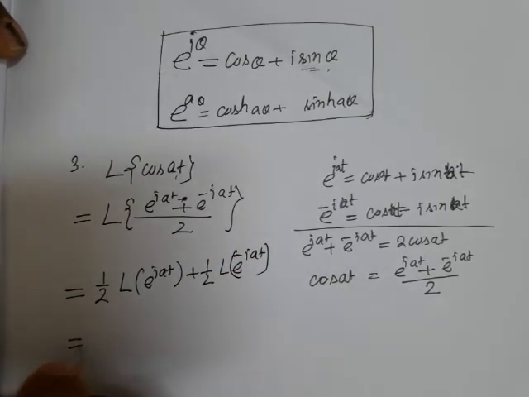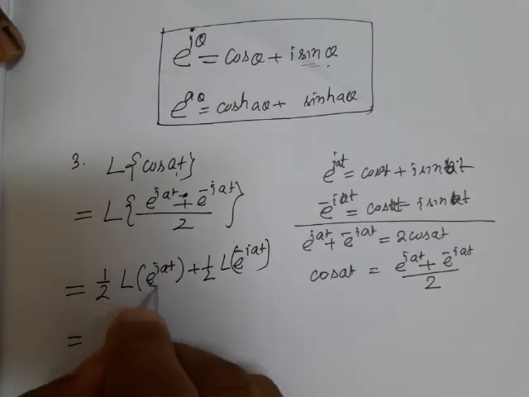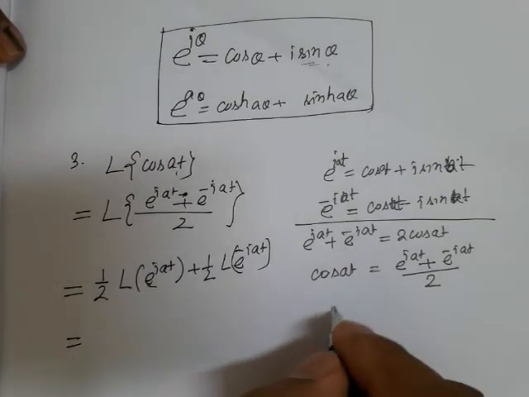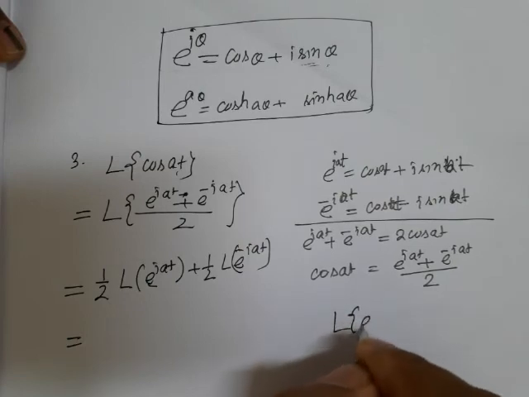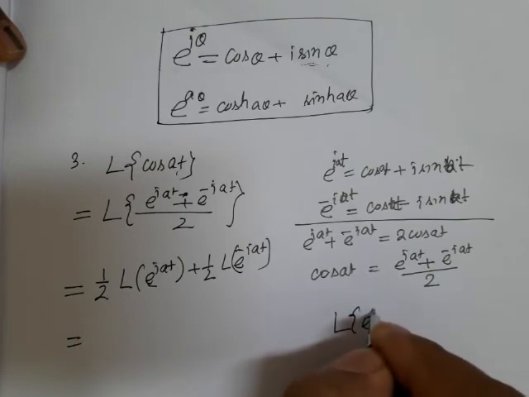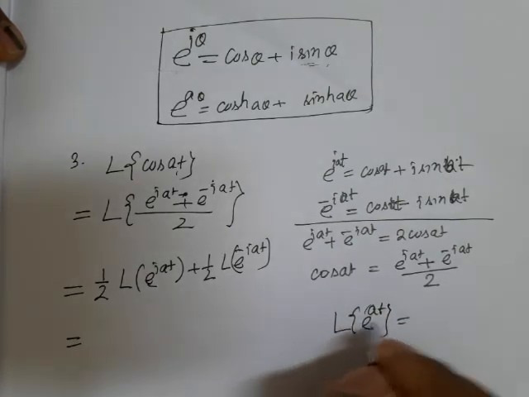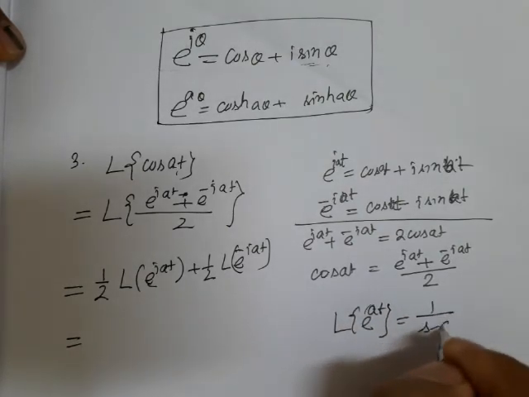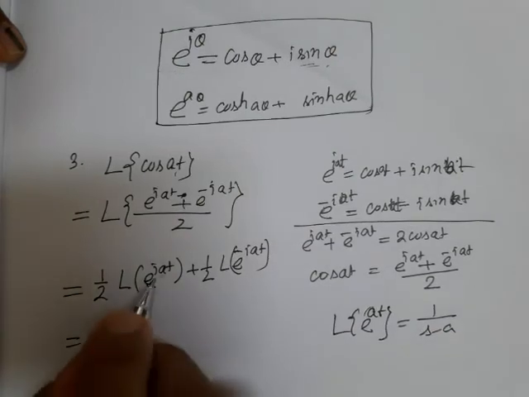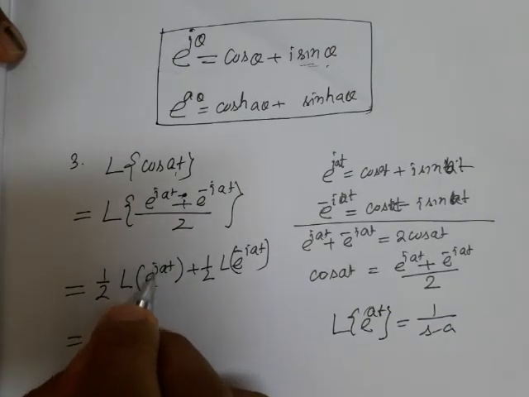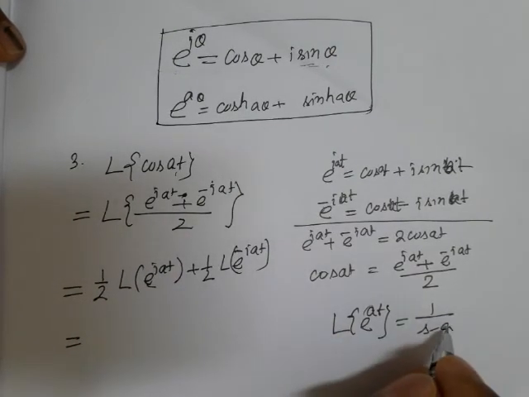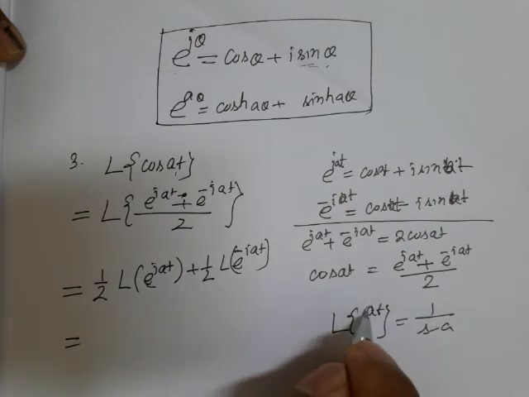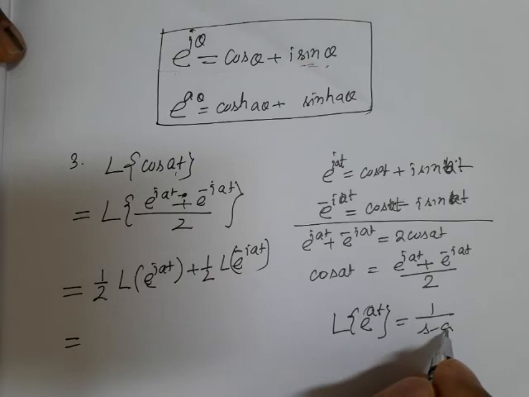Also we know the formula for e to the power a t, or 5t or w t, whatever constant you can choose here. For e to the power a t, it is 1 by s minus a. So in place of a here, what is this? E to the power i a t, so i a will come here. If it is 5, then 5 comes; if it is i a, then here i a will come.